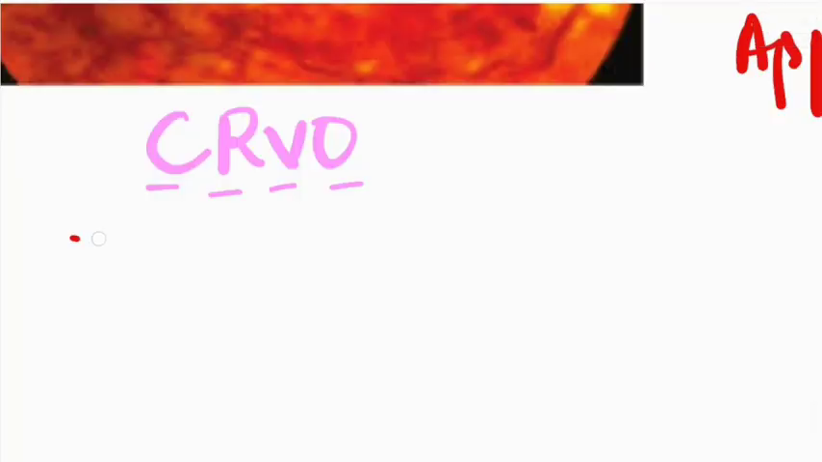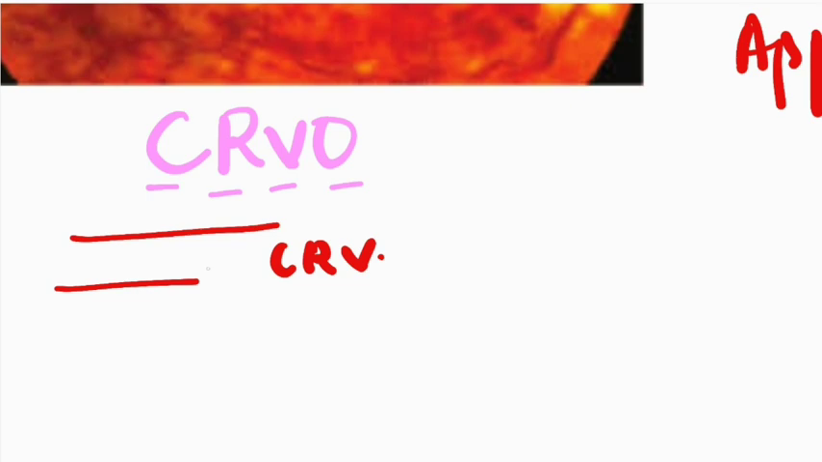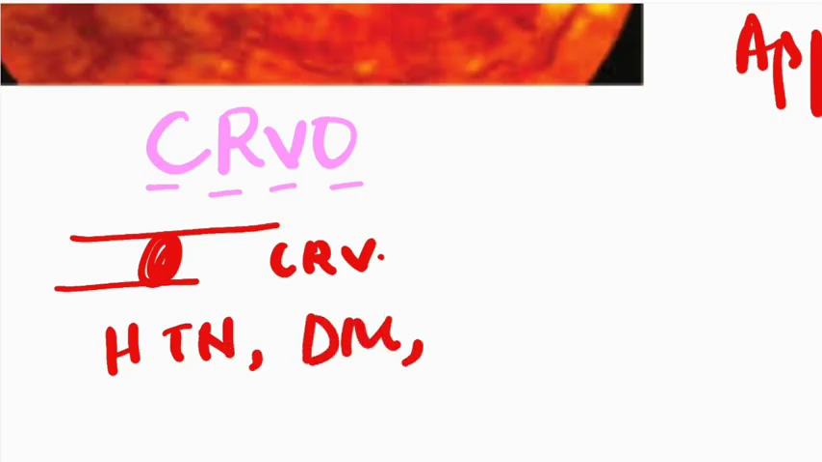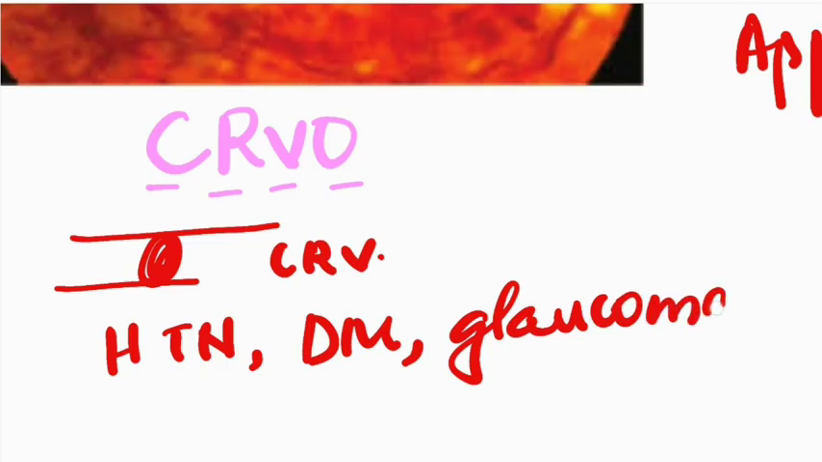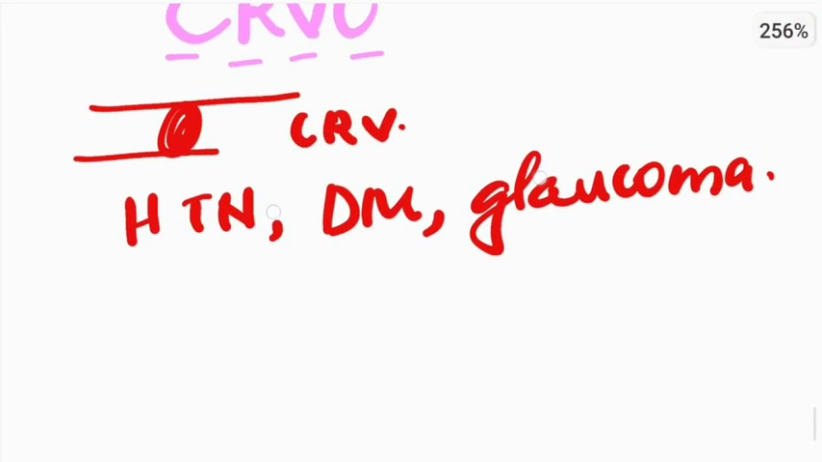Now quickly tell me, what is CRVO? It is the blockage of central retinal vein. This usually happens in elderly patients who have uncontrolled hypertension, diabetes mellitus, or glaucoma. So these are the risk factors of CRVO. You know how CRVO presents?